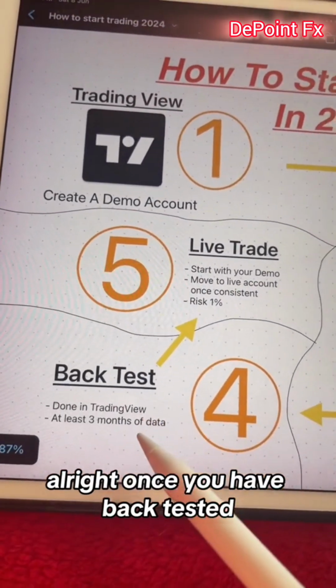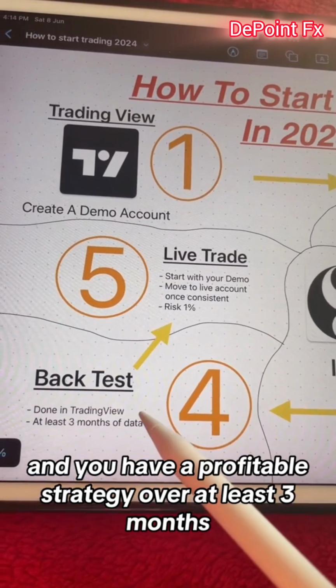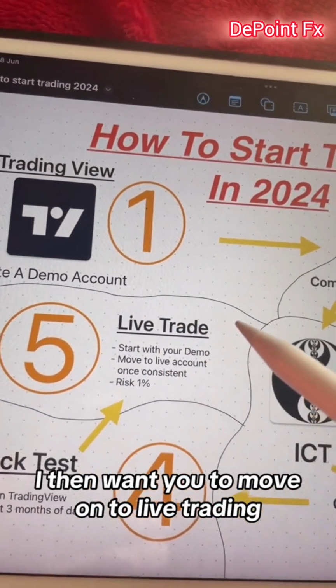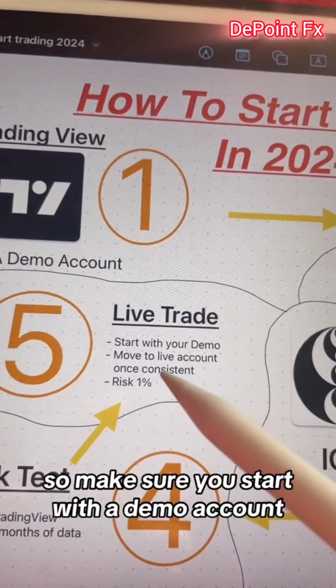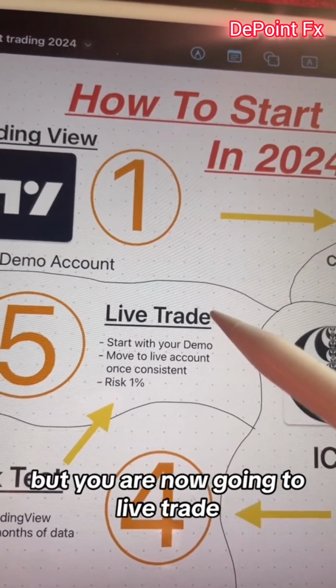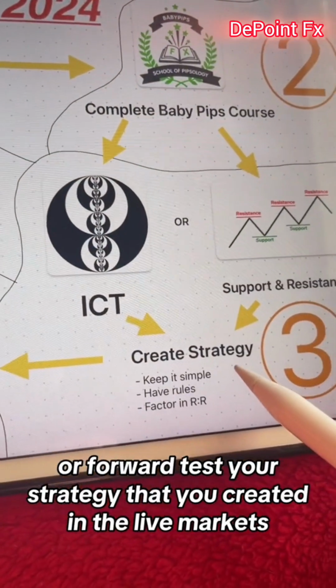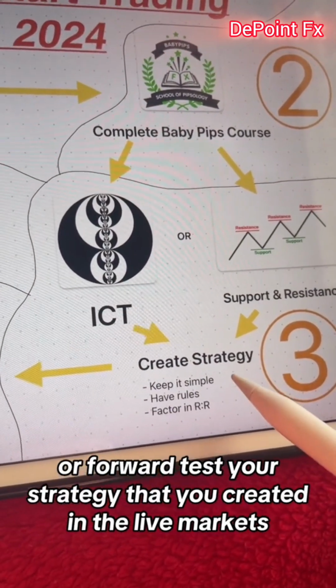All right, once you have backtested and you have a profitable strategy over at least 3 months, I then want you to move on to live trading. So make sure you start with a demo account, but you are now going to live trade or forward test your strategy that you created in the live markets.